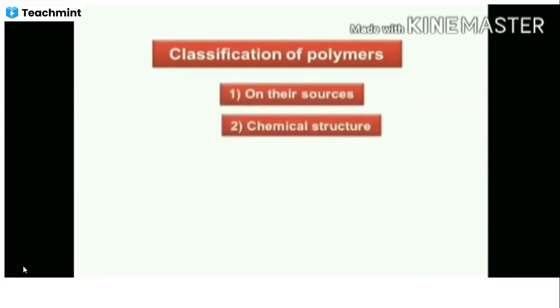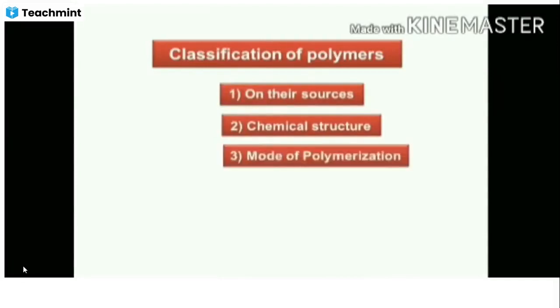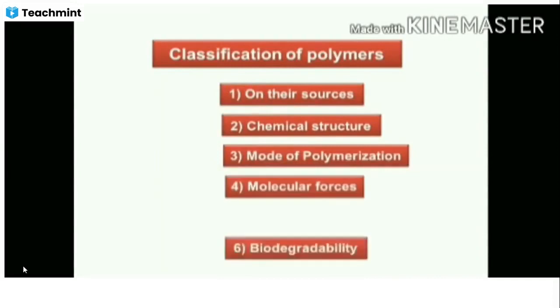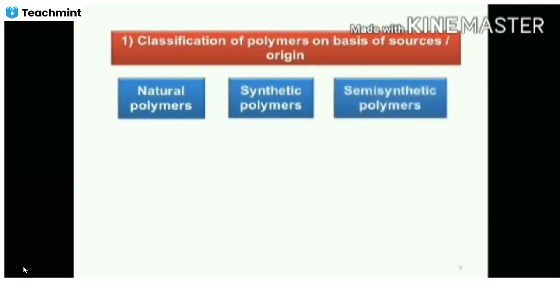Now, classification of polymers. Polymers are classified on the basis of their sources, on the basis of chemical structure, on the basis of mode of polymerization, on the basis of molecular forces, on the basis of types of monomers, and on the basis of biodegradability. Now, first type, classification of polymers on the basis of sources or origin. It has three types: natural polymers, synthetic polymers, semi-synthetic polymers.